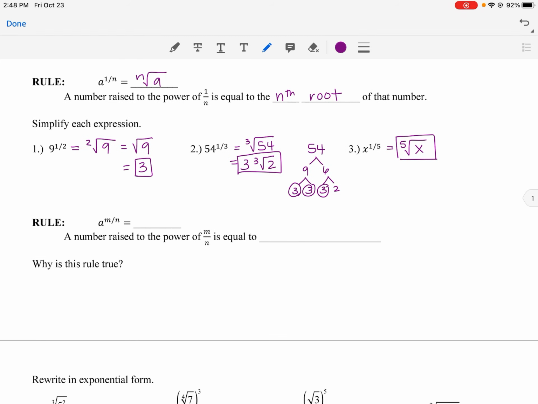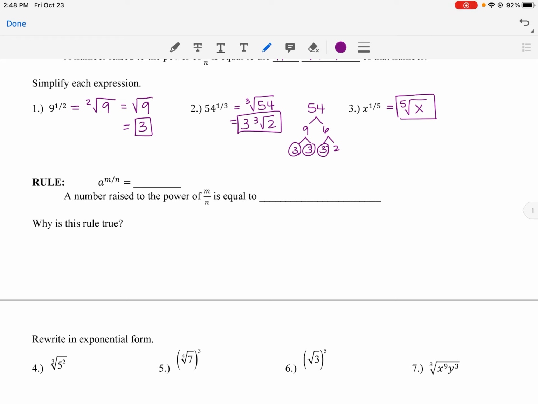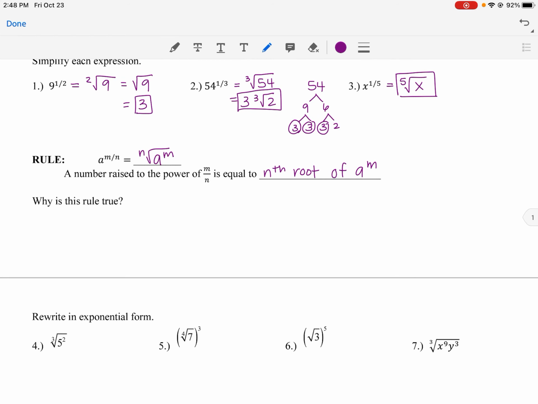Okay, what if I then have maybe not just 1 on the top of that fractional exponent, but I have a to the m divided by n? That is going to be the nth root of a to the m. So a number raised to the power of m divided by n is equal to the nth root of a raised to the m. There's lots of different ways to think about why this is true, but if you need to convince yourself, one way I would think about it is think about just breaking that apart.